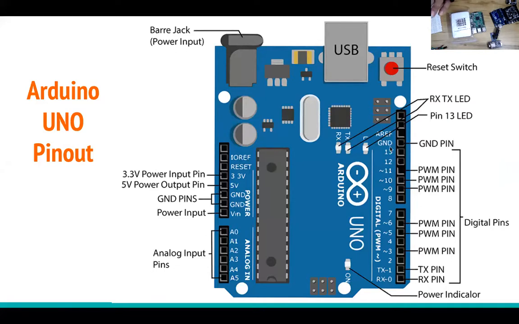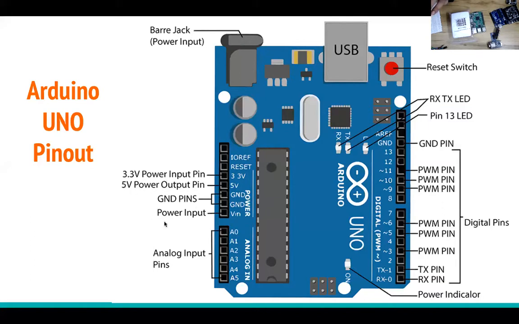Like, how many digital IOs are present. As it is already printed, digital pin number 0 to pin number 13. So total 14 digital IOs are present, out of which 3, 5, 6, 9, 10 and 11 are the PWM pins. 0 and 1 are for serial communication, TX and RX. And these are the power supply pins, 3.3 volt power output pins, 5 volt power output pins.